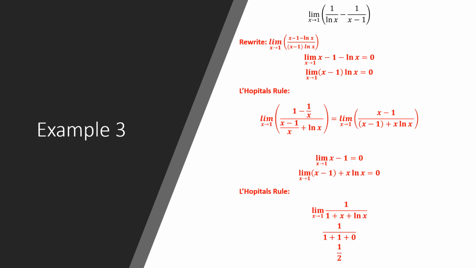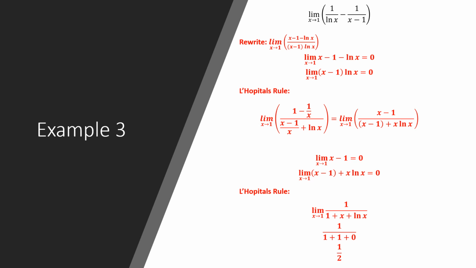Now, cleaning that up before I evaluate it, I'm going to see that if I clean it up, I get x minus 1 on the top, and then over x minus 1 plus x ln x on the bottom. Basically, all I did was I multiplied every single thing by x. All right, so now I'm taking the limit of the top, which gives me 0. And then I take the limit of the bottom, which also gives me 0. And so once again, I am going to use L'Hopital's rule.